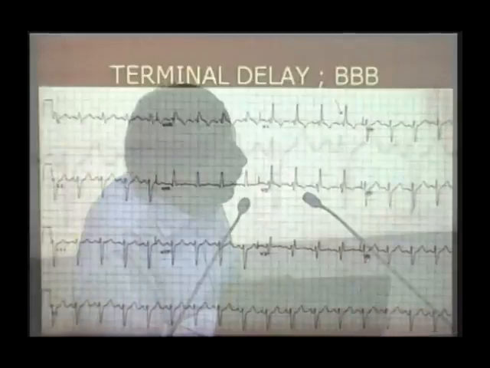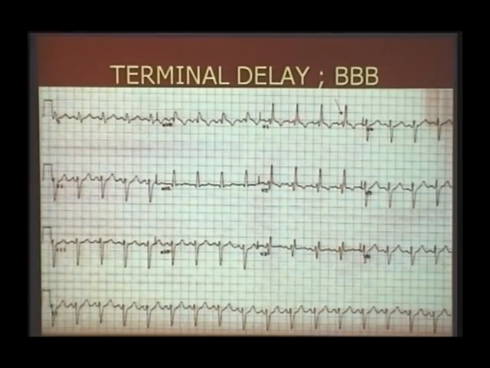Whereas here, we can see that the initial portion of the QRS is so narrow. See that initial sharp R wave, here in V5, V6. But you see the terminal portion of the QRS is wide. So the initial portion is normal, but the QRS complex is widened because of the terminal delay. Then you must suspect a bundle branch block.